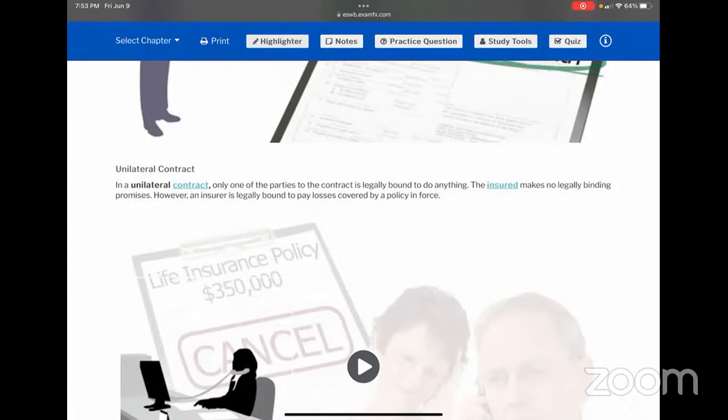All right. In a unilateral contract, only one of the parties to the contract is legally bound to do anything. The insured makes no legally binding promises. However, an insurer is legally bound to pay losses covered by a policy in force.